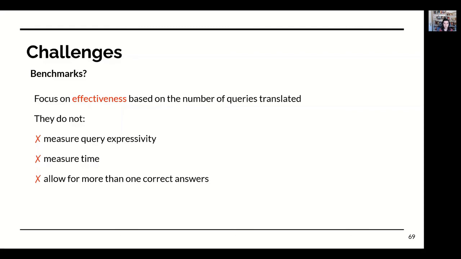So this post-processing step takes time, but this is something that current evaluations do not consider, do not measure. Then another issue with WikiSQL and Spider is that they do not allow for more than one translation for the same natural language question. And that, of course, is not always correct because the same query may have different interpretations based on the data and based on the different intent of the user.